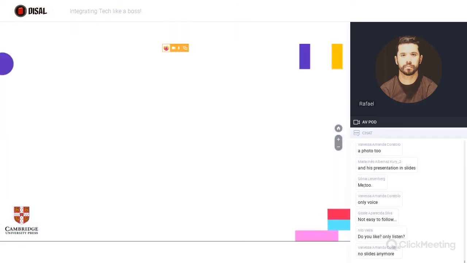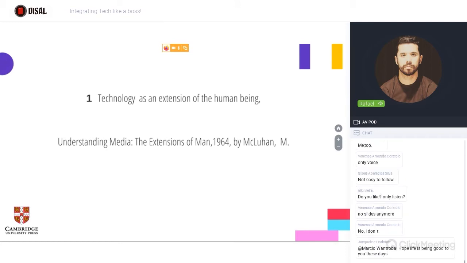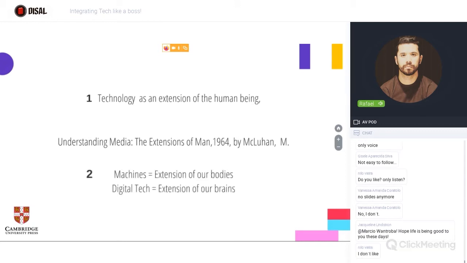Moving on and bearing all this info in the back of our heads. According to McLuhan, technology is an extension of the human being. And by saying so, I'd like to present to you two interesting ideas: machines as an extension of our bodies, and digital technology as an extension of our brains.